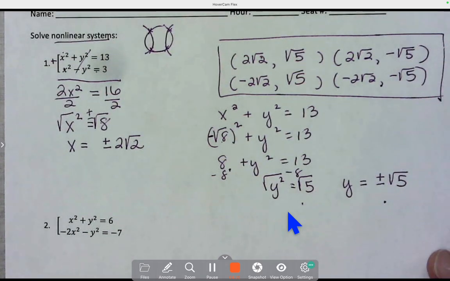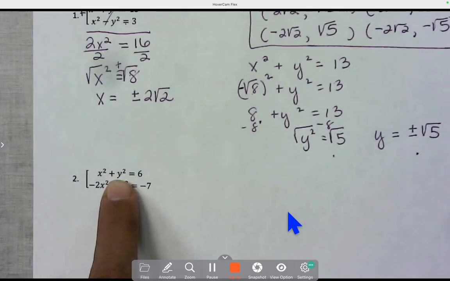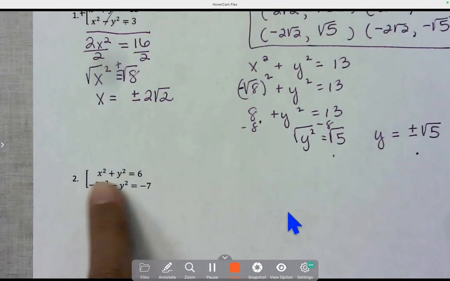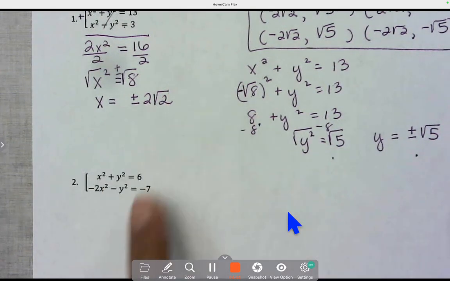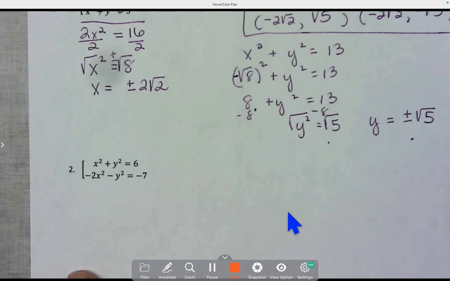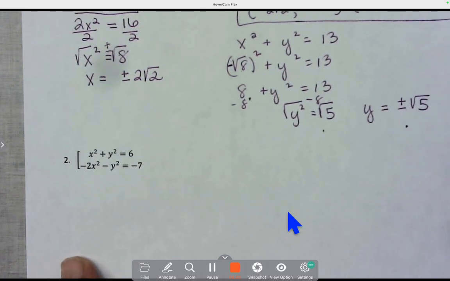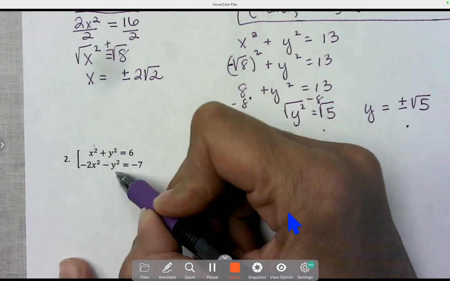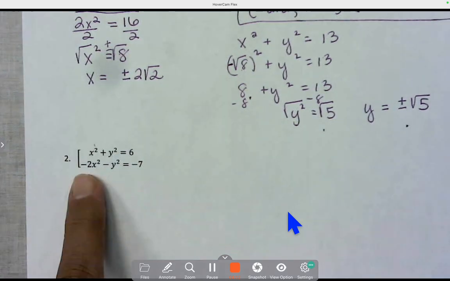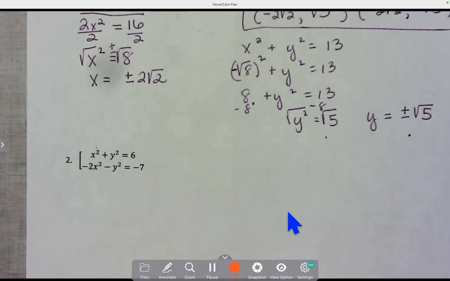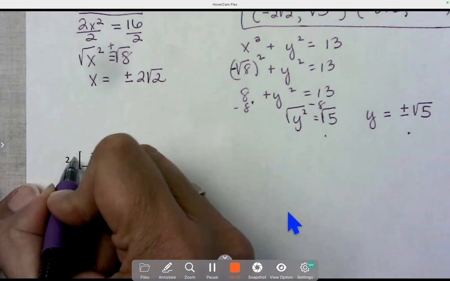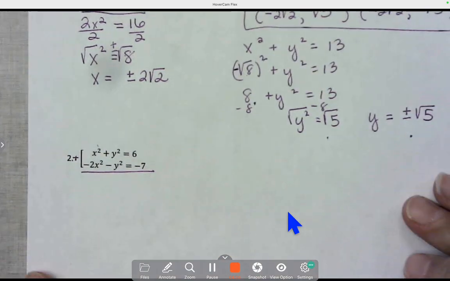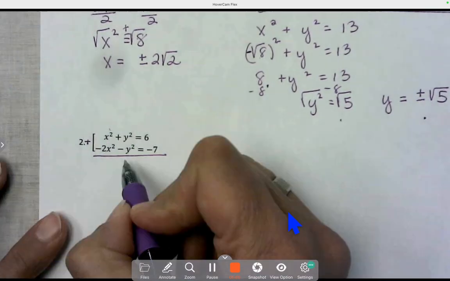All right, let's go to the next one here. Here we have two conics. We have a circle here, x squared, y squared, which again is probably going to be a hyperbola right there. So we know that we can have at most 4 solutions. So since these are x squared, y squared, they're the same function type, we can use elimination method. So if I put a plus sign here, my y's will cancel out.